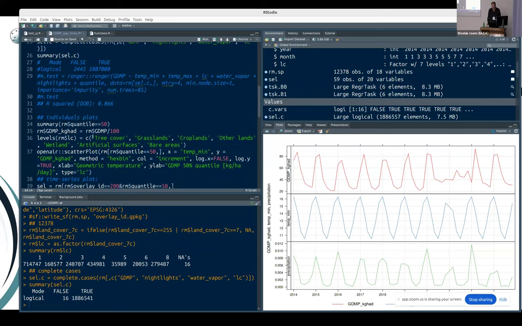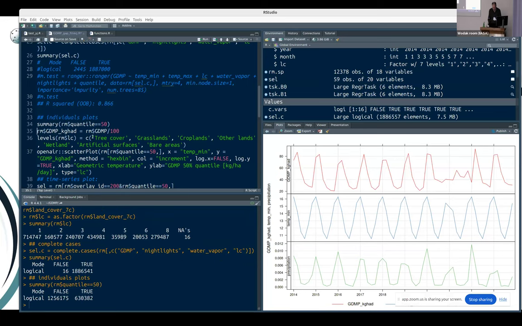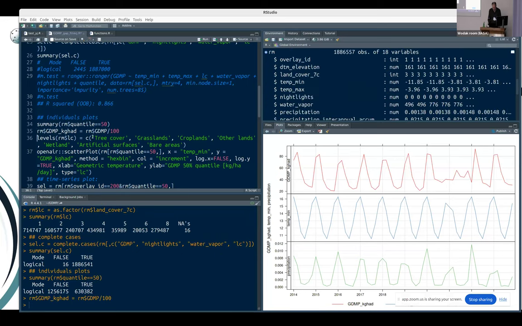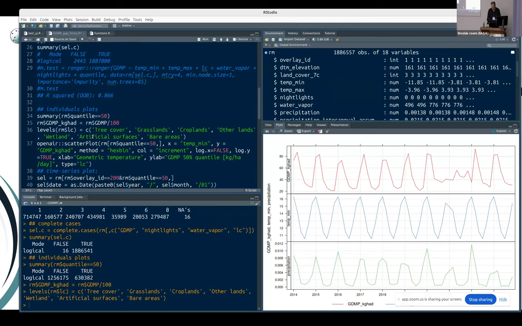But let's take a look at some simple visualization. So what I like is this openair package in R. It has really nice compact functions to plot this space-time data, especially station data. There's a whole book on how to use it. So here's a nice scatter plot.